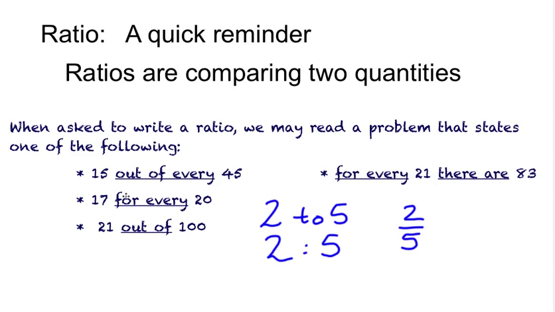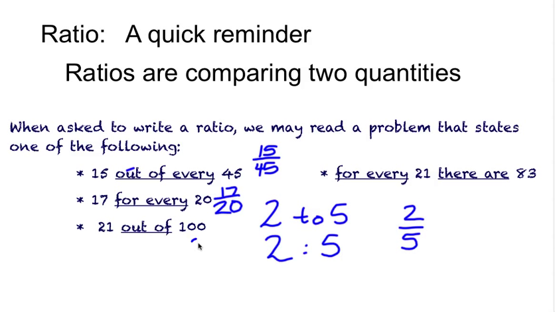So I just want to let you know that if we talk about having 15 out of every 45, we're talking about 15 out of 45. And this is going to be critical because today's lesson is trying to take these ratios and put them into percent. And in order to put them into percent, we have to be able to compare them in a proportion. And that'll make sense in a minute. The other way we have is for every: 17 for every 20. For every is another way we can write a ratio.